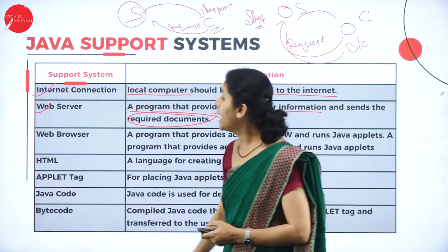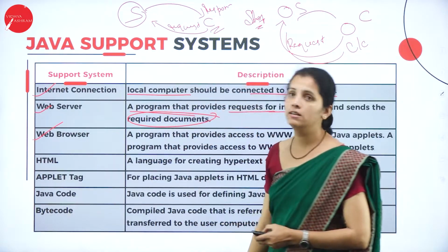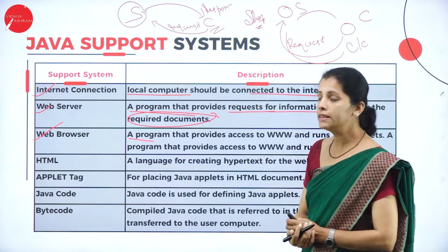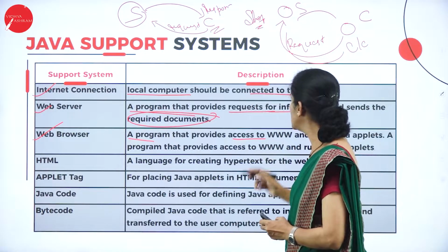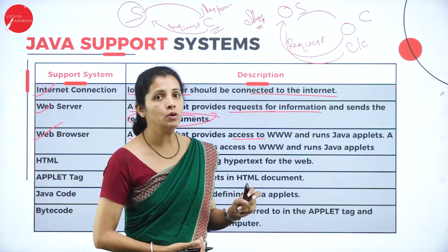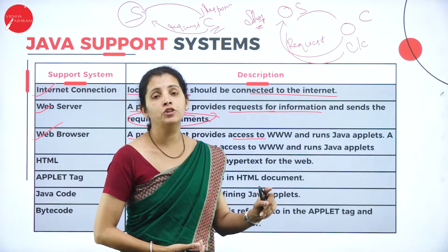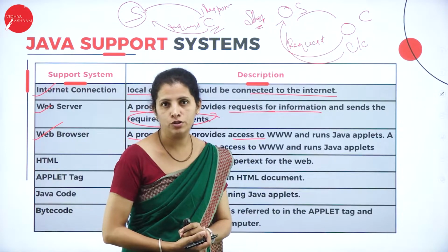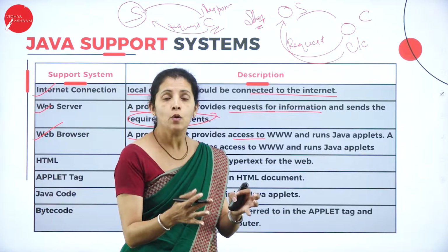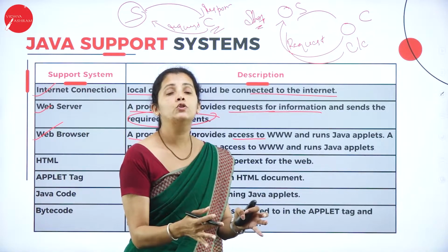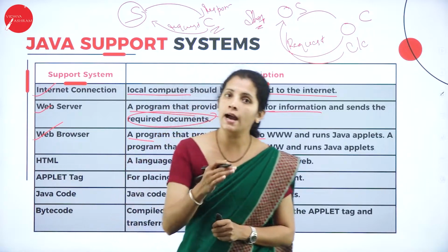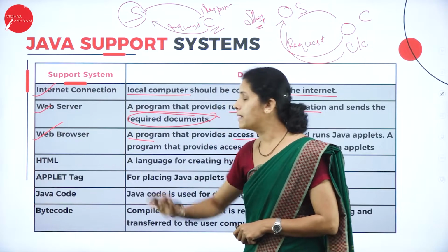Now I have another thing, that is web browser. A program that provides access to the WWW. Now think that I want to get information about Java evolution. So what will I do? I'm going to use the web browser and place the request. To place my request, I require a web browser.